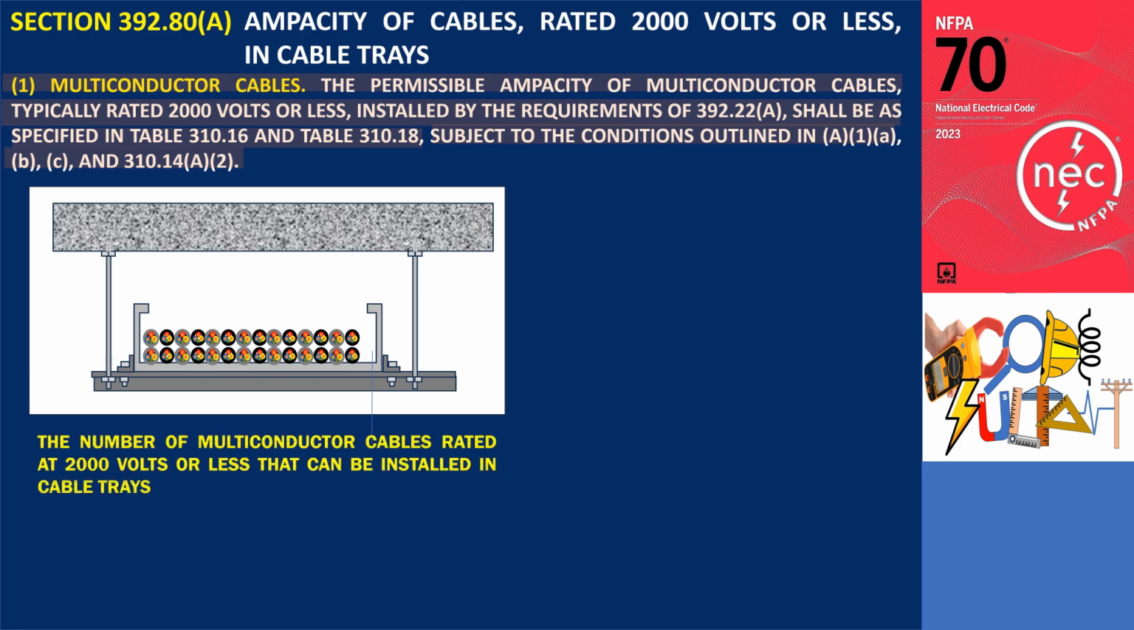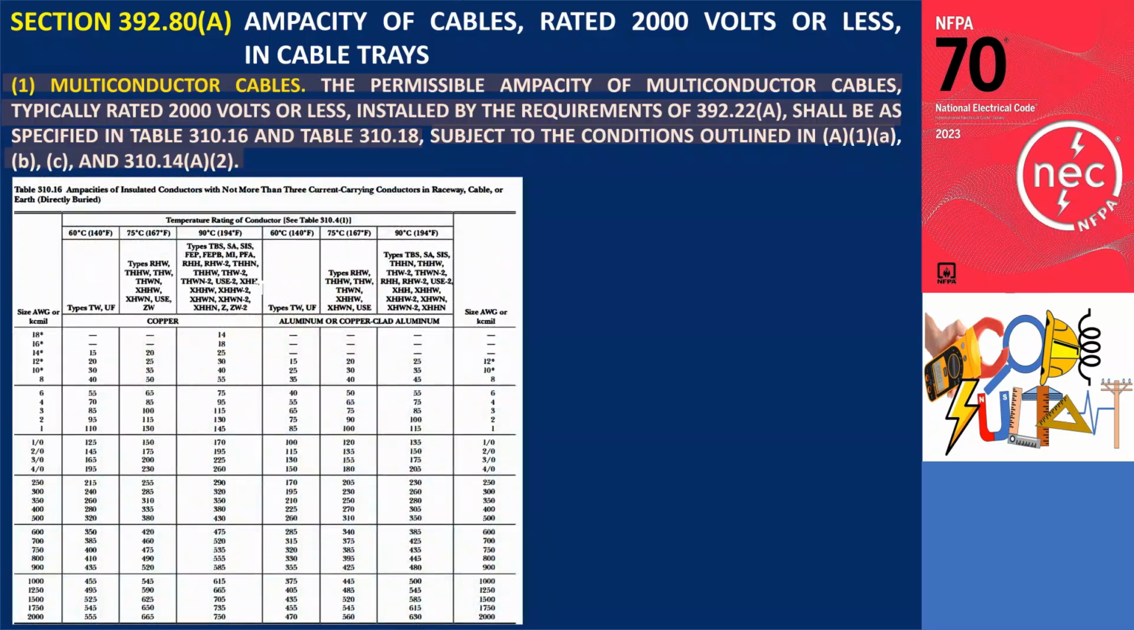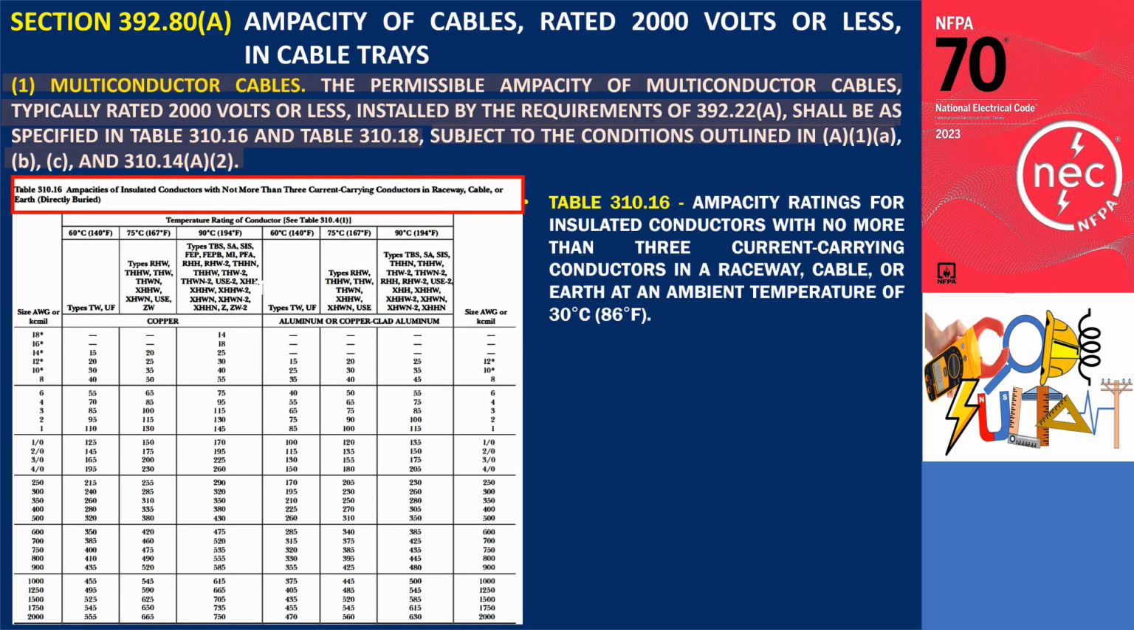Section 392.22(A) addresses the number of multiconductor cables rated at 2000 volts or less that can be installed in cable trays. Since these multiconductors are often placed in close proximity, this section mandates that the ampacity of these conductors must comply with Table 310.16. Table 310.16 provides ampacity ratings for insulated conductors with no more than 3 current-carrying conductors in a raceway, cable, or earth at an ambient temperature of 30 degrees Celsius, 86 degrees Fahrenheit.